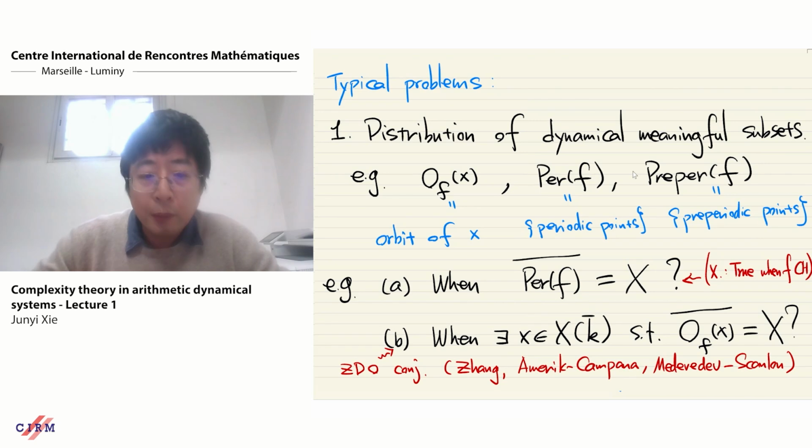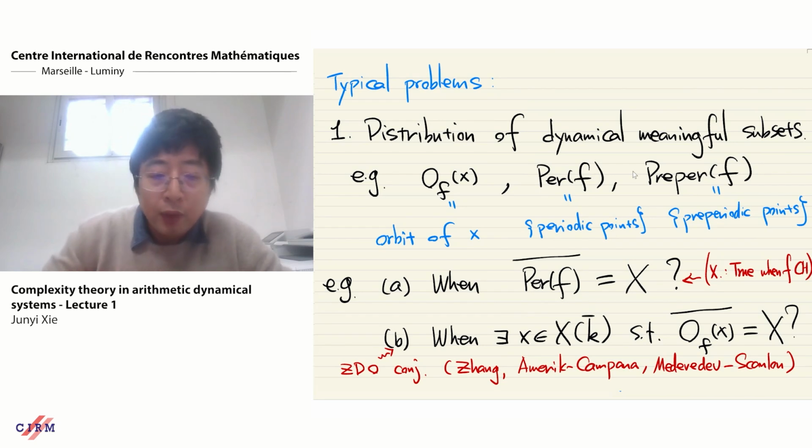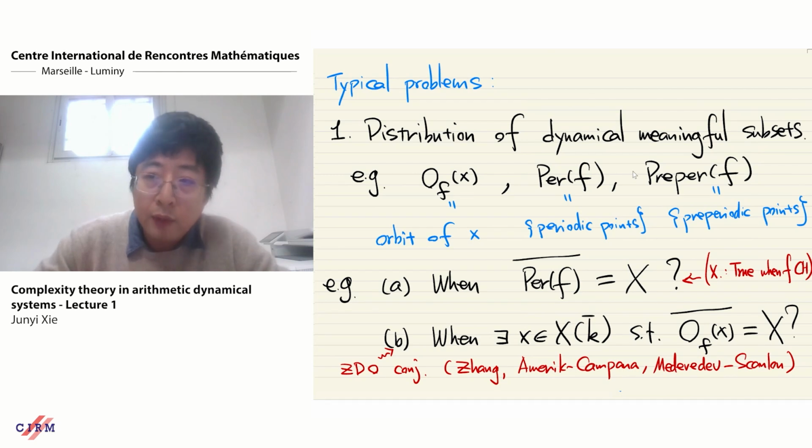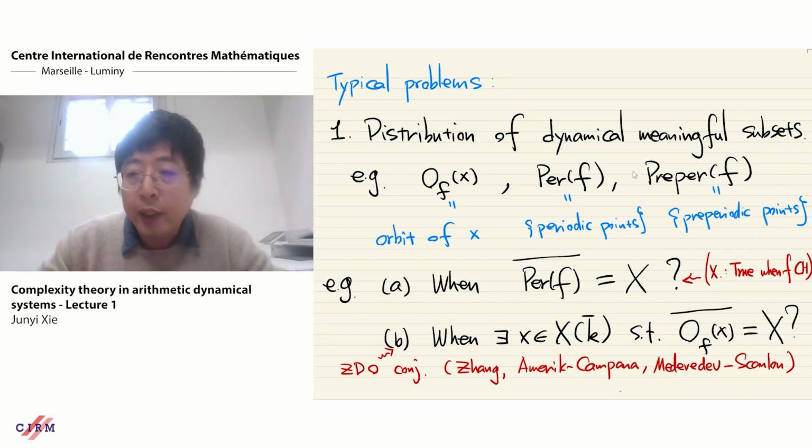For the second problem, there is a famous conjecture called the Zariski dense orbit conjecture. If you believe this conjecture, at least in characteristic zero, it gives an answer to the second problem. This conjecture was proposed first by Shou-Wu Zhang for a special kind of endomorphism, the polarized endomorphism, and generalized by Amerik-Campana and Medvedev-Scanlon for general rational self-maps.